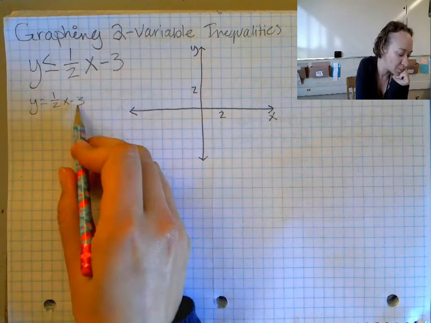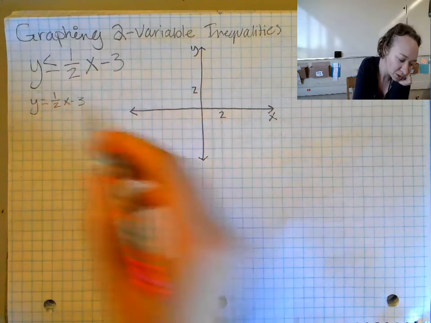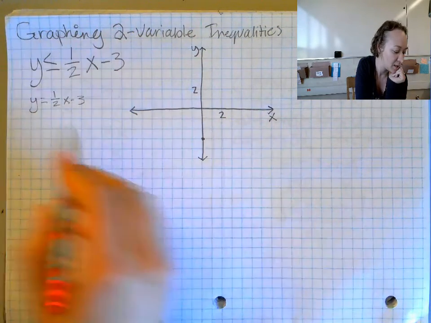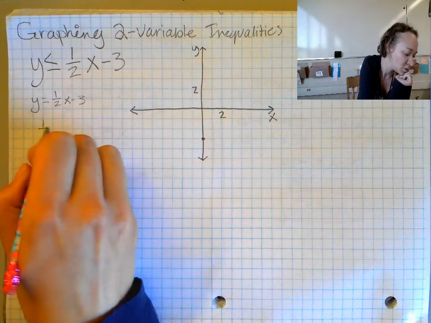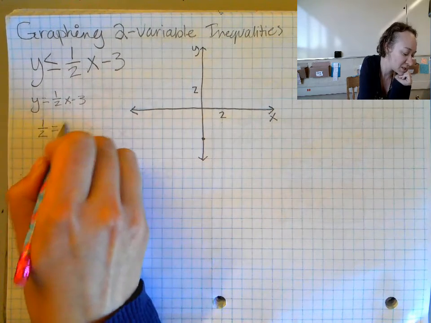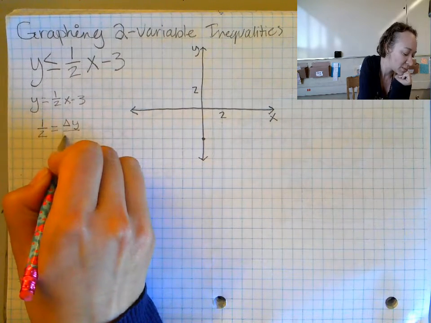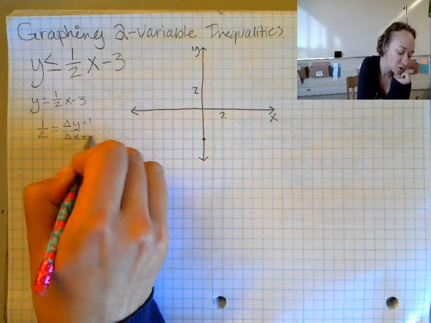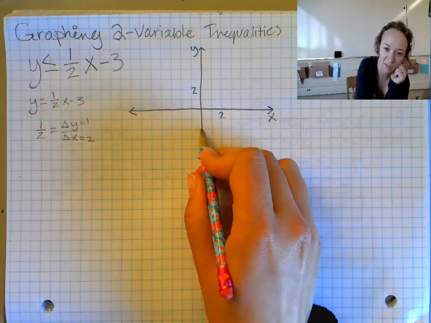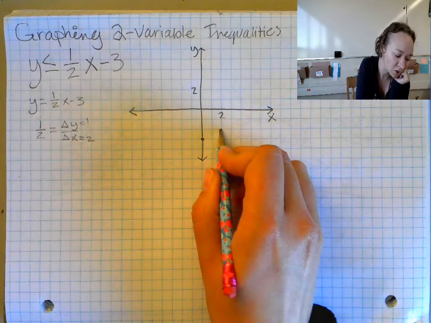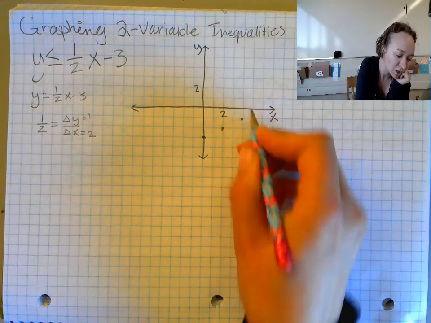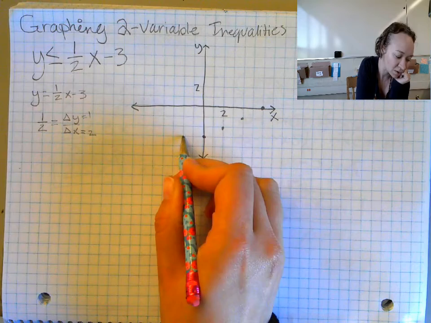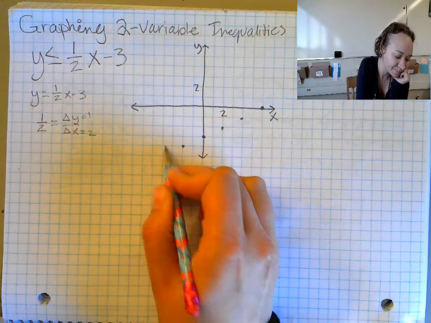So I'm going to start by putting a point at my y-intercept: 1, 2, 3. And then my slope is 1/2. So that means my delta y is 1 and my delta x is 2. If I go up 1 over 2, up 1 over 2, up 1 over 2, and I can go backwards, back 2, down 1.